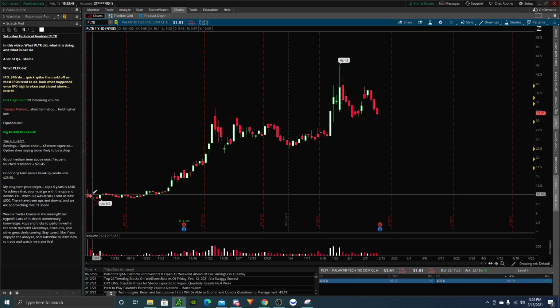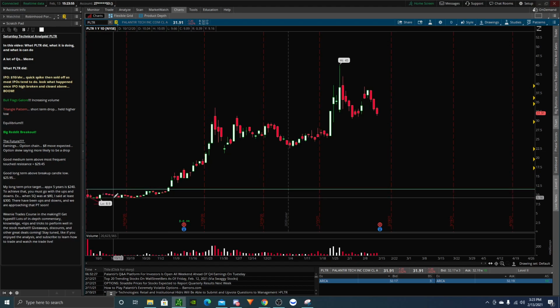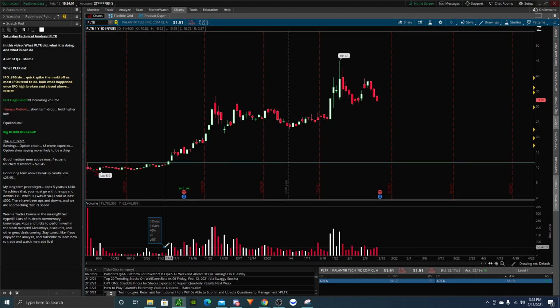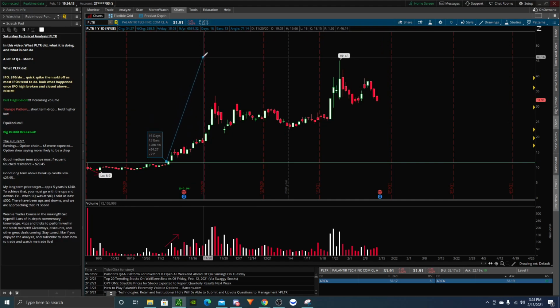But look, once PLTR started to get above that initial IPO price, the IPO high, look what happened. We started to slowly come up. Volume starts to increase. So if we look at our volume, that means the eyes, the attention, and it's starting to get more attention. They're starting to go up, and boom, we started to get bull flags galore. Once it broke above the IPO price on high volume, that's where PLTR really started to take off.